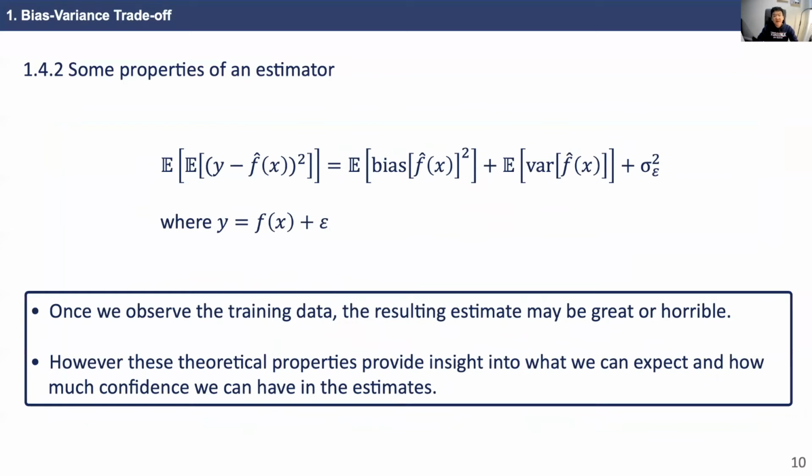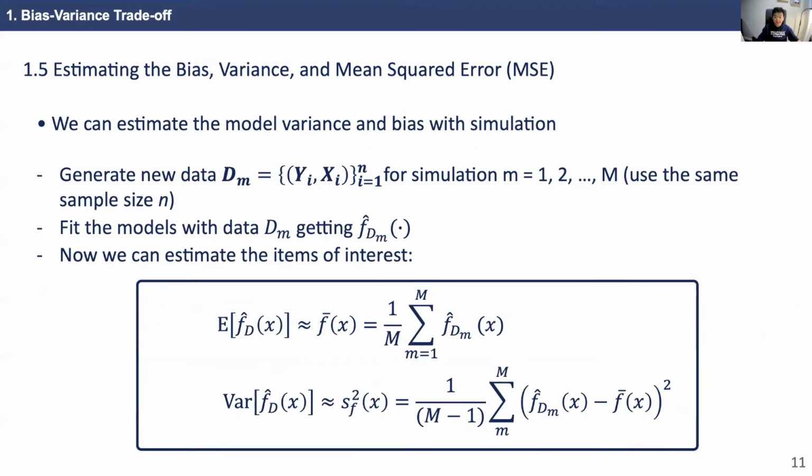So finally, the expectation E on the right-hand side is over the distribution of the test data. Once we observe the training data, the resulting estimate may be great or horrible. However, these theoretical properties provide insight into what we can expect and how much confidence we can have in the estimates. Next, we can estimate the model variance and bias with simulation.